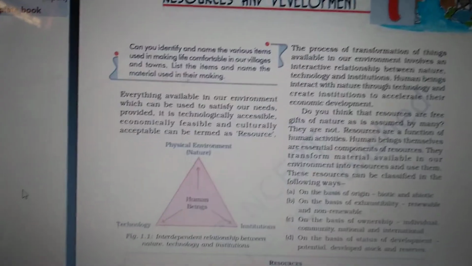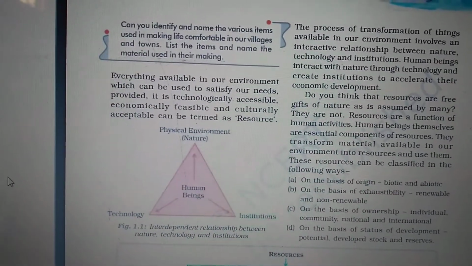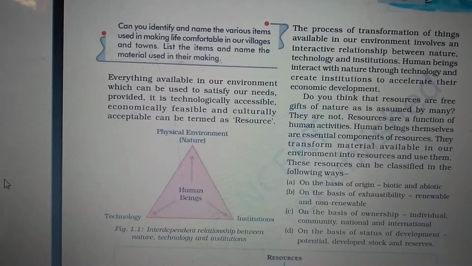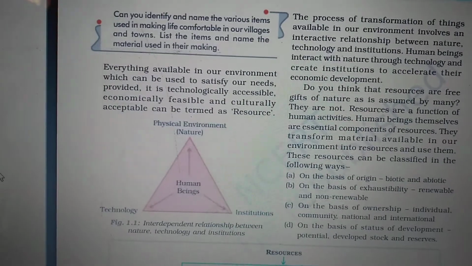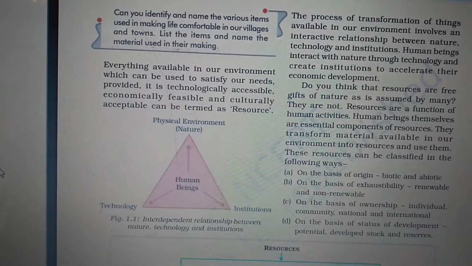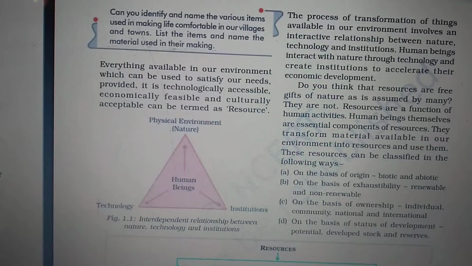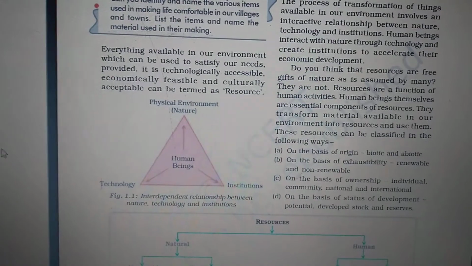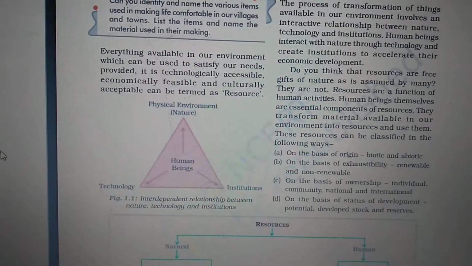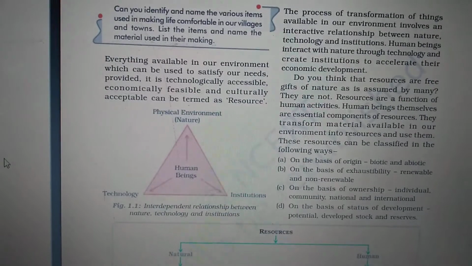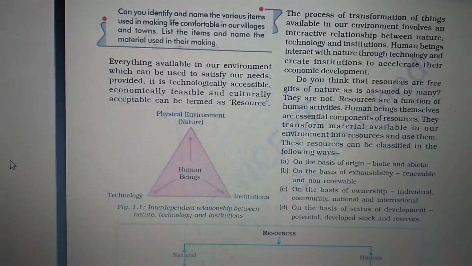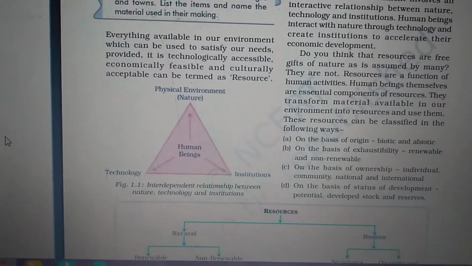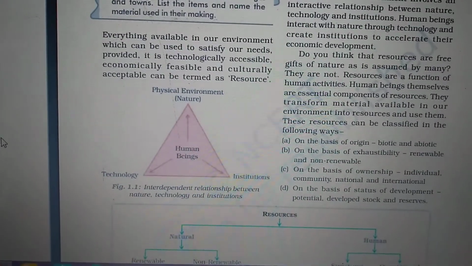So next, everything available in an environment which can be used to satisfy our needs, provided it is technologically accessible, economically feasible, and culturally acceptable, can be termed as a resource. Here, everything which is available in our environment, which is used by us, which satisfies our needs, is termed as a resource. There is an interdependent relationship between nature, technology, and institution.